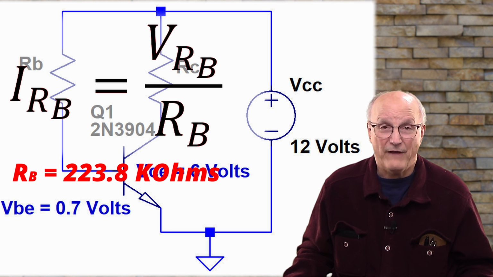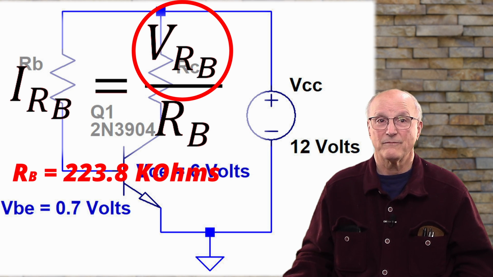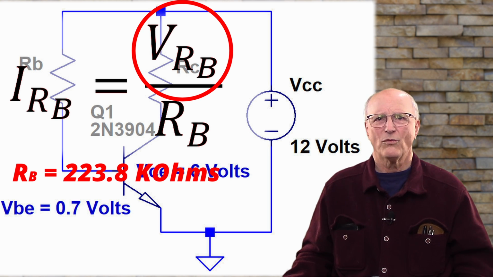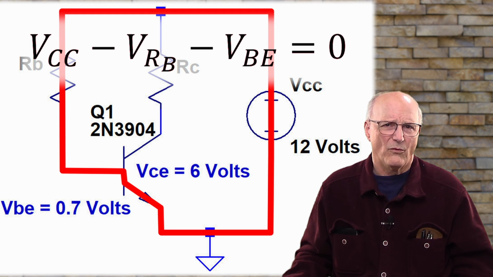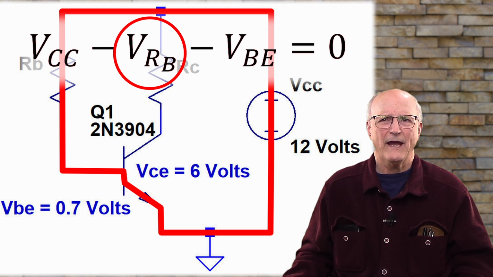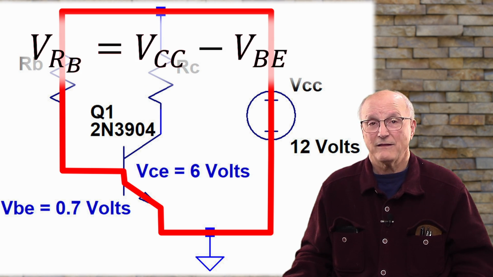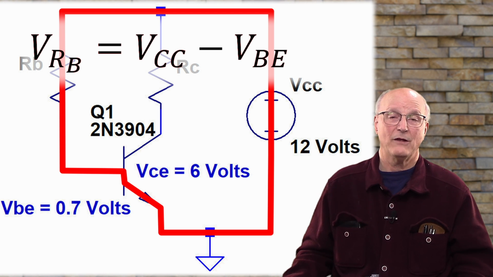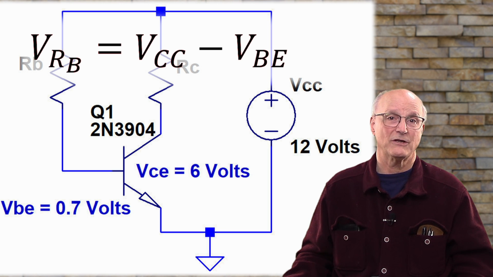Now, we already know the value of the base resistor, so we have to determine the voltage across the base resistor. To do this, we get to visit the world of Kirchhoff's voltage law again. We will reuse the loop through the base circuit. Now, because I want to know the voltage across the base resistor, V_RB, I will add V_RB to both sides, and this isolates it to the other side of the equal sign. V_RB is equal to the power supply voltage minus the voltage across the base emitter junction.